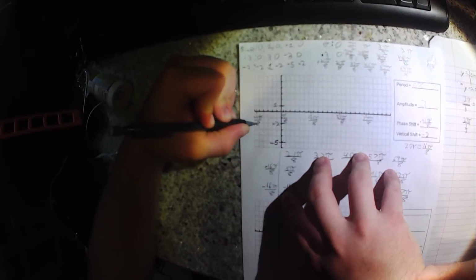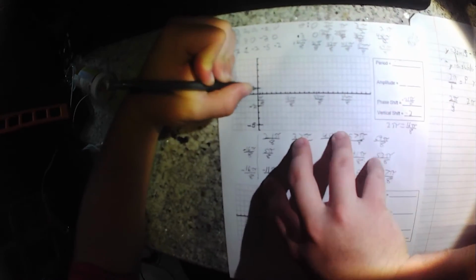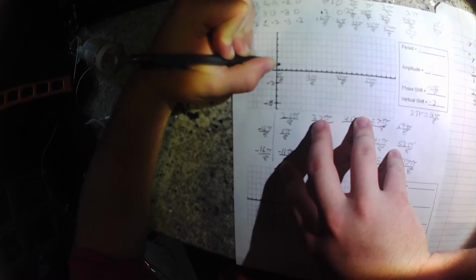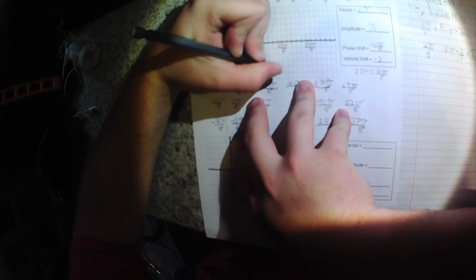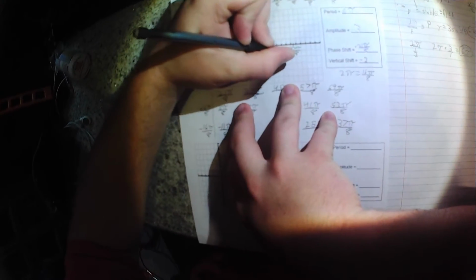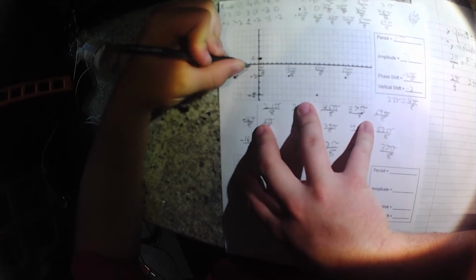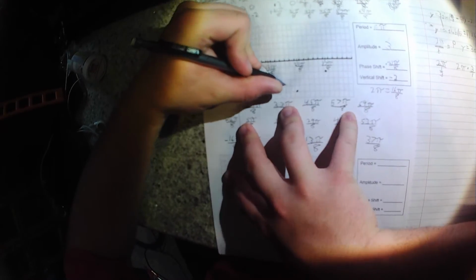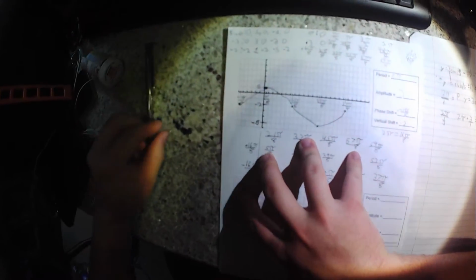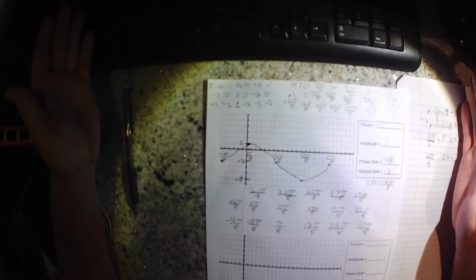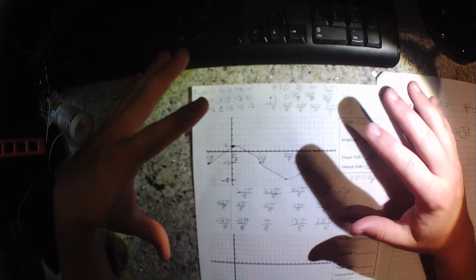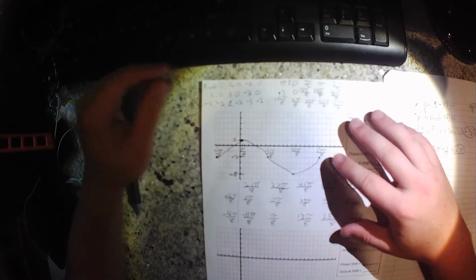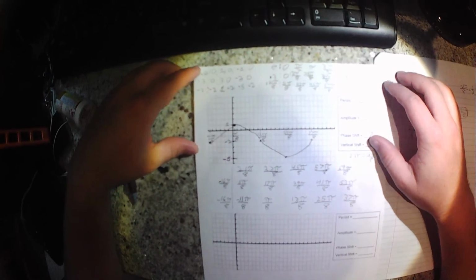So now we can graph out what this will look like. And that is our finished product. That is what this equation will look like graphed on paper. Yeah, nothing much else to that.